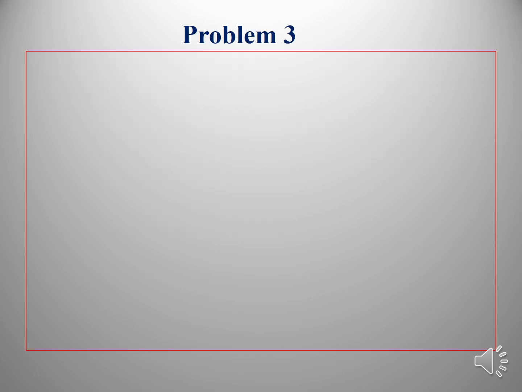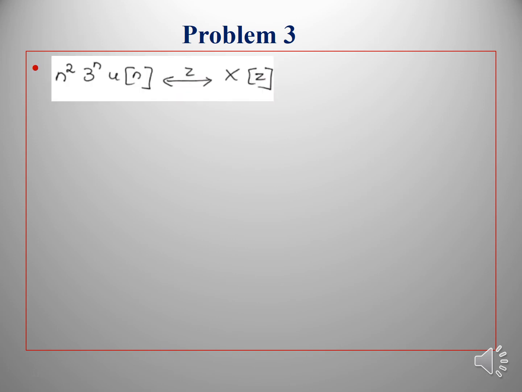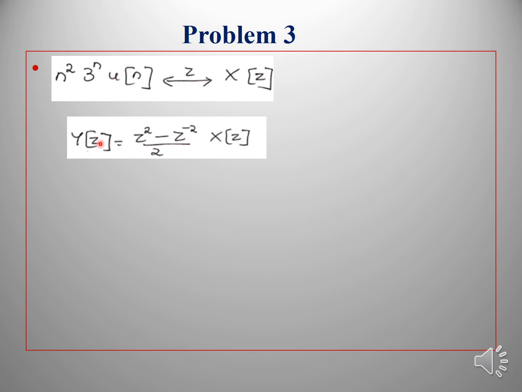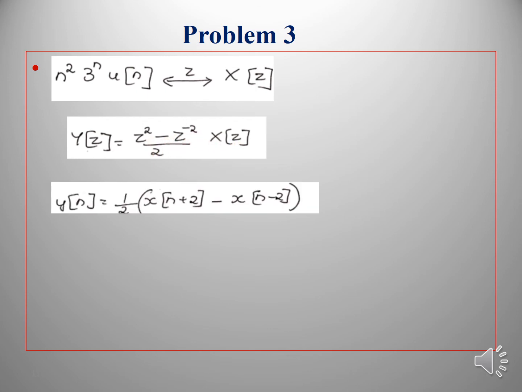The next problem is given n squared into 3 power n u of n has a Z transform given by x of z. Determine y of n if y of z is equivalent to z squared minus z minus 2 divided by 2 x of z. Let us try to now determine what would be the equivalent expression.